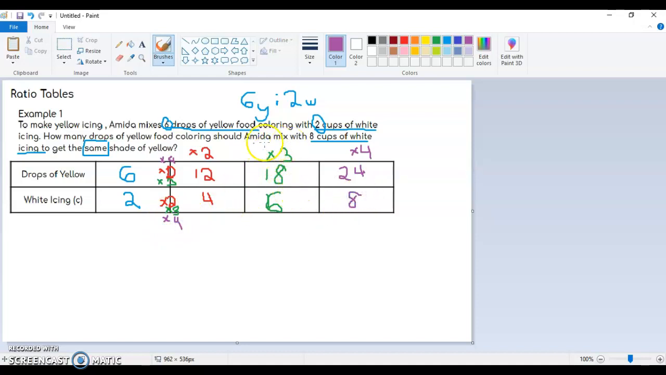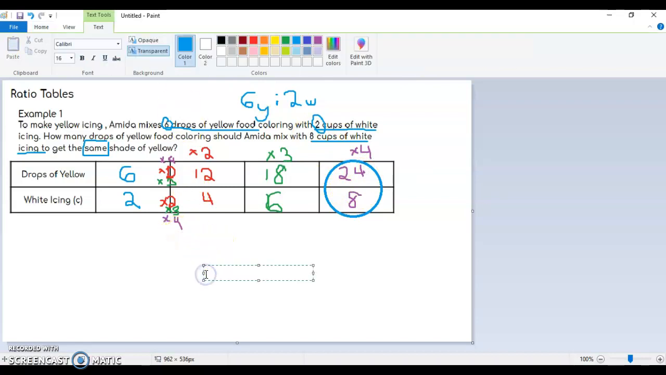Let's go back to that question. It said, how many drops of yellow food coloring should Amid mix with 8 cups? So I need to look for where I have 8 cups. 2, 4, 6. Oh, 8 cups is right here. So if I look right here, I see my 8 cups of icing. And how many drops do I have? 24 drops. So that's going to be my answer. 24 drops of yellow food coloring.